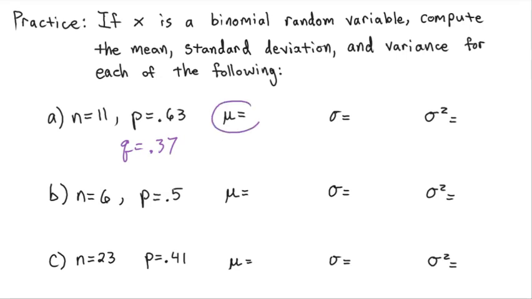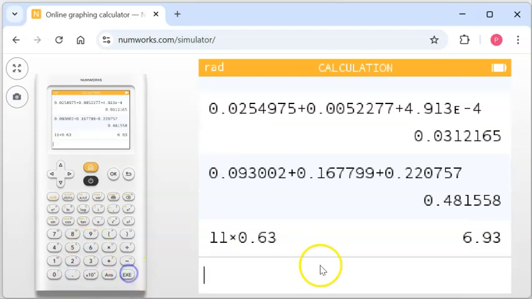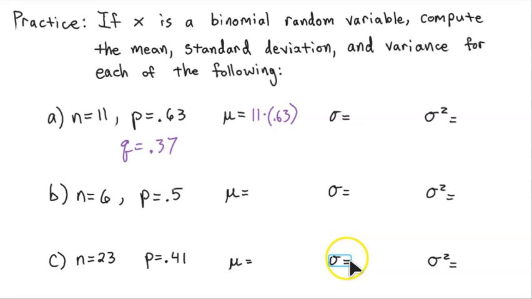Now I want to remind you also that the mean is calculated by doing n times p. So the mean is simply going to be 11 times 0.63. Okay, we can do that in a calculator. 11 times 0.63 is 6.93. So the mean here is 6.93.